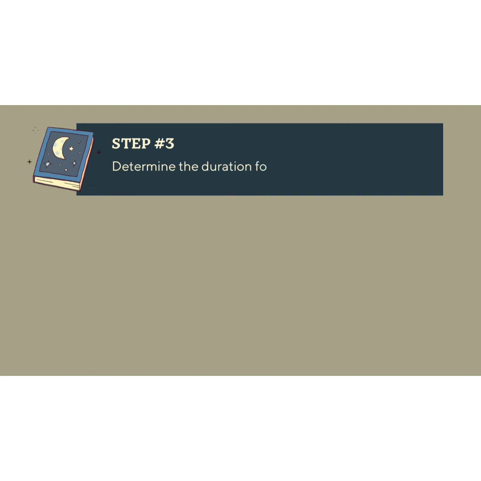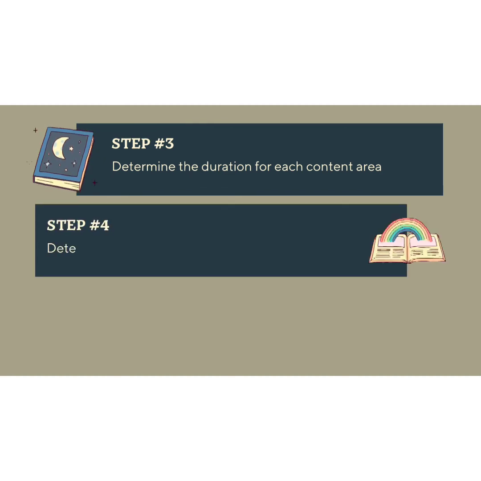Determine the duration for each content area. The next step in making the table of specifications is to write down how long you spent teaching a particular topic. This is important because it will determine how many points you should devote for each topic. Logically, the longer time you spent on teaching a material, then the more questions should be devoted for that area. Step number 4 is determining the test types for each objective.